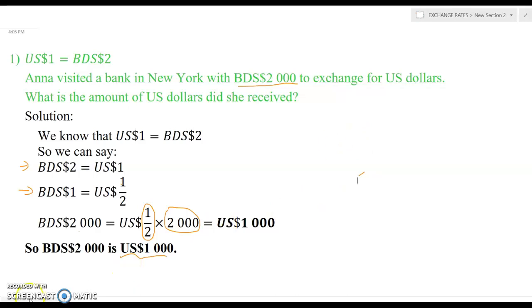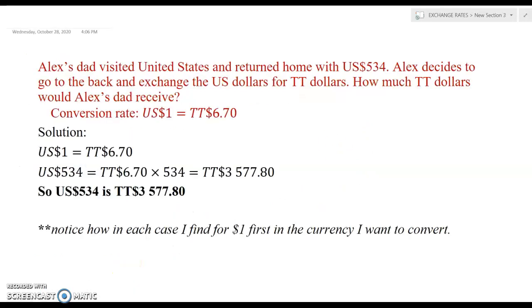Now let's look at another question. Alex's dad visited the United States and returned home with 534 US dollars. Alex decides to go to the bank and exchange the US dollars for TT dollars. How much TT dollars would Alex's dad receive? The conversion rate is every 1 US is $6.70 TT dollars. So, very simple this one. 1 US is $6.70, so we already have the amount for 1 US. So, 534 US dollars would be $6.70 times 534.